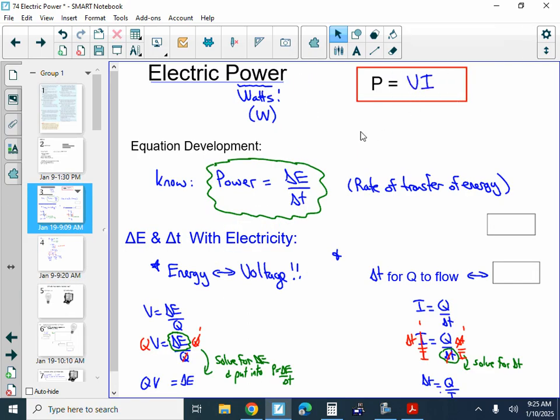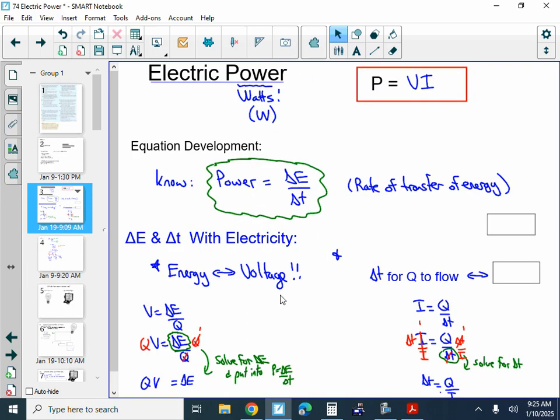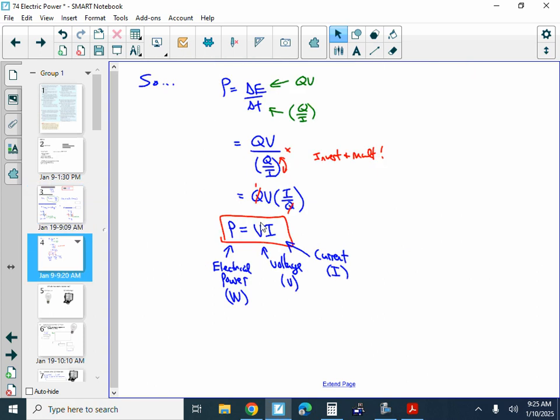So we'll reveal that equation. That's really nice and easy to develop. Literally just look at the concept for power being energy per time, and then solve for energy and time from two electricity equations that we know so far. So there's the third one that we know, right?